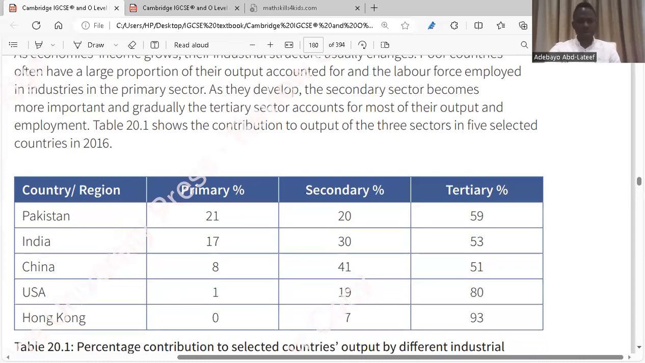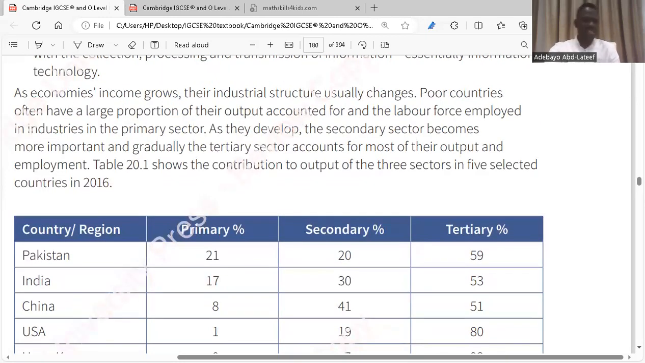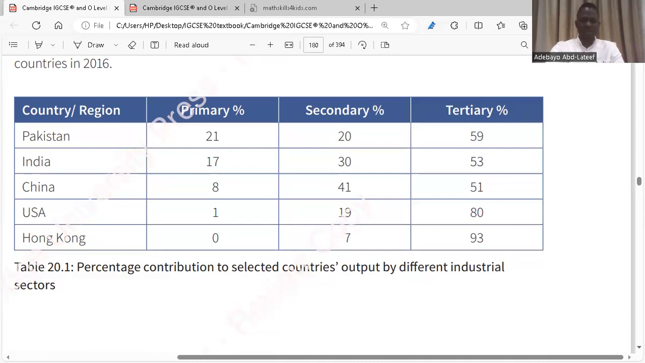All right. So, as economies, that's the point about it. Look at what we have here. We have the countries here. We have Pakistan. We have the primary, the secondary, and tertiary. Based on what we have here, Pakistan and India have the largest proportion of employment in the primary sector. They have a larger proportion of primary sector than China, US, and Hong Kong. Yes or no? Yes. Good.